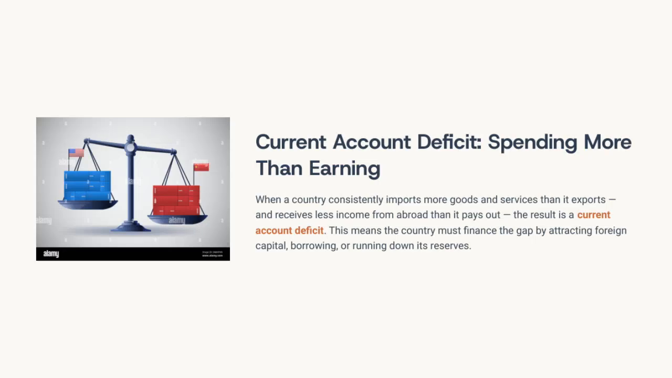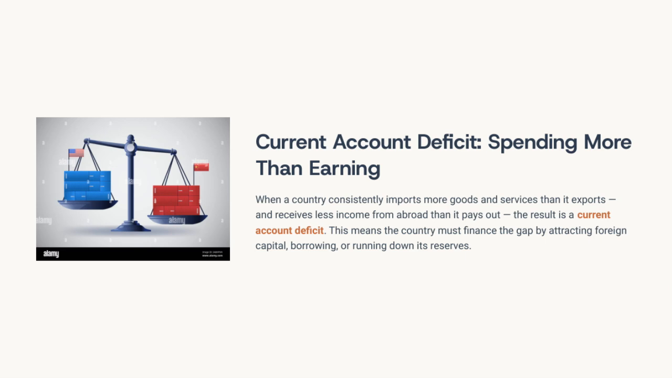When a country consistently imports more goods and services than it exports, and at the same time receives less income from abroad than it pays out, this situation is called a current account deficit. Essentially, it means the country is spending more on foreign goods, services, and income payments than it is earning from its exports and foreign income sources. This creates a gap that needs to be filled somehow.